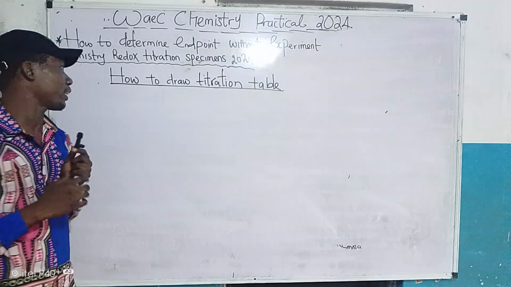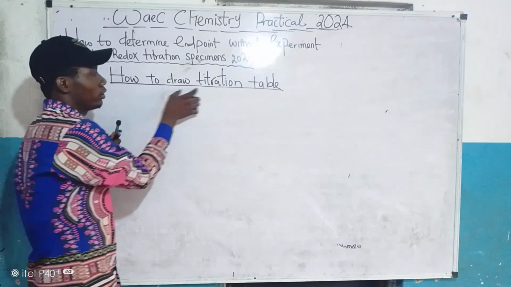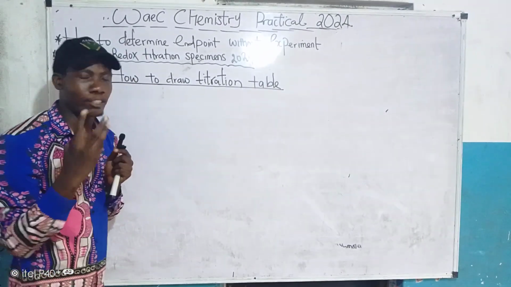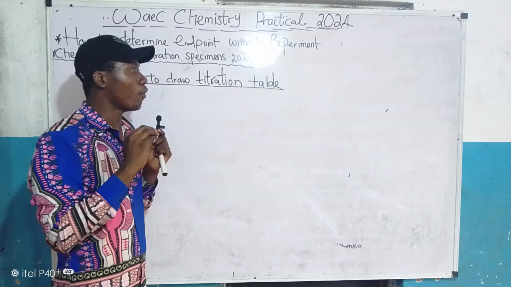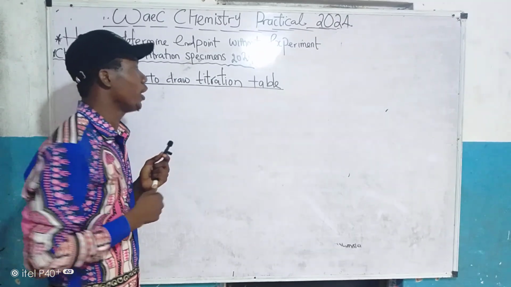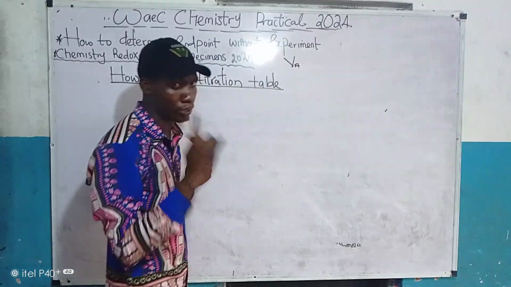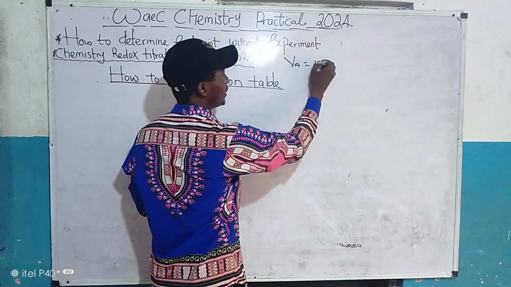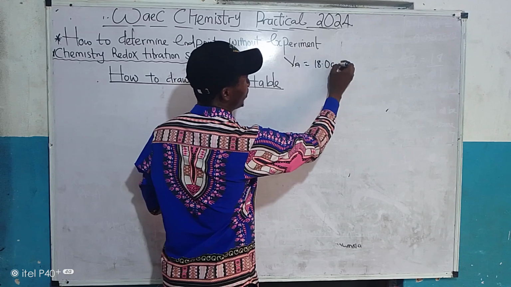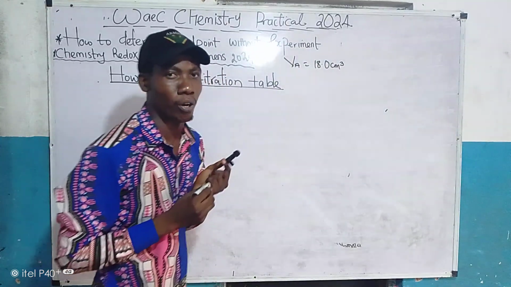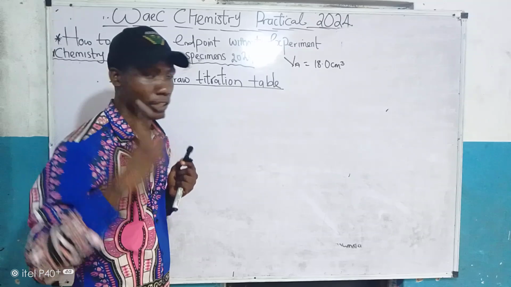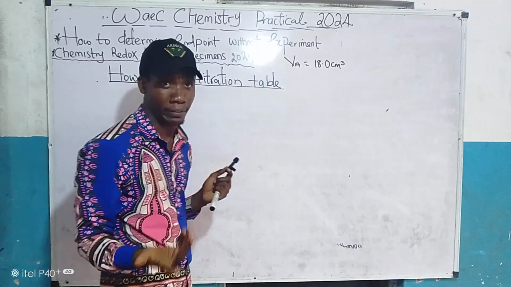Now, we are going to check how to draw the titration table. Remember that I just showed you how to get your endpoints, of which your teacher is going to give you. Your endpoint, the one we have calculated, that is 100% accurate, is what? 18.0 cm³. So how do I draw my titration table? Given that this is my endpoint, very easy.